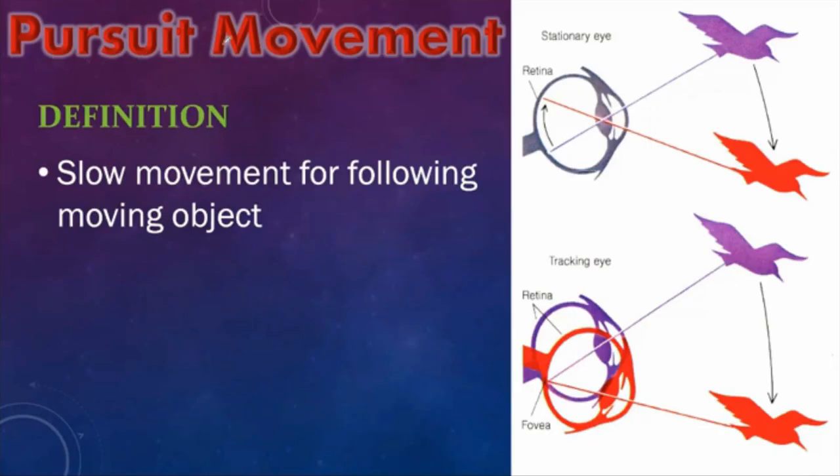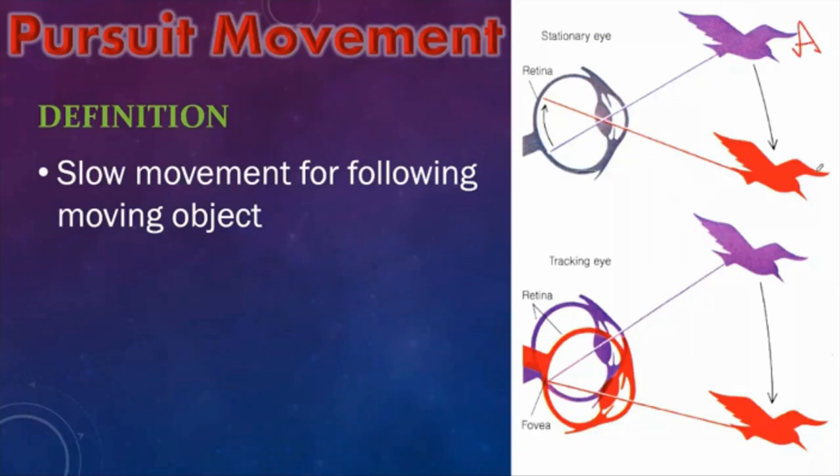The second kind of movement is called the pursuit eye movement. Pursuit eye movements mean that after location of a certain target by the fovea, if this target is moving, then the eye tracks or pursues this target by a kind of movement called the pursuit eye movement.